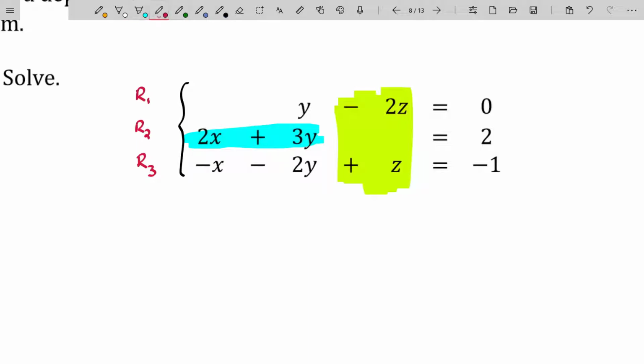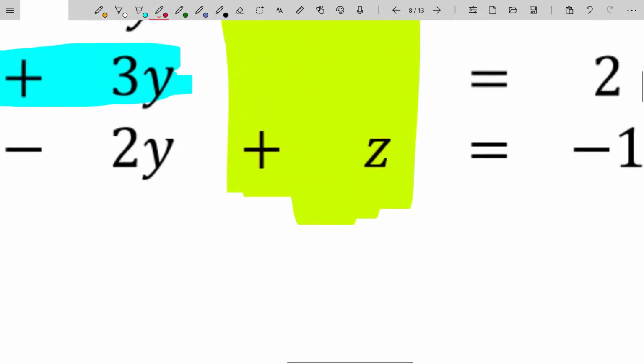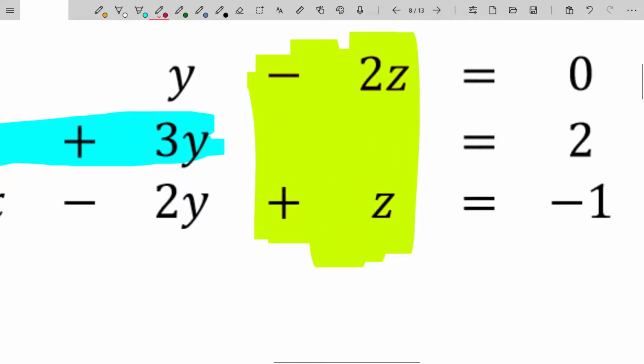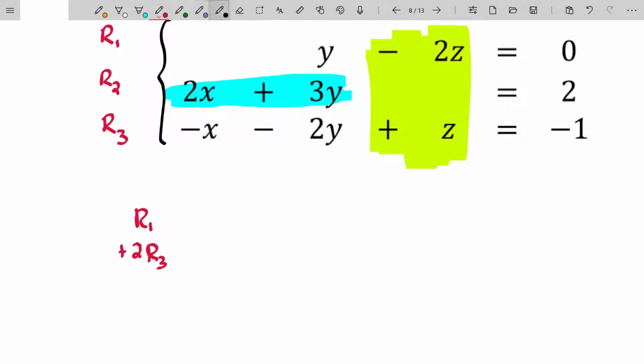So we're going to take row 1, which has that -2 on the z, and we're going to add to it twice row 3, because it has a single z, and if I multiply it by 2, it'll be opposite signs. When you add those two up, you get the following. 0x plus a -2x is going to give us a -2x. Don't forget, you're multiplying that row 3 by 2.